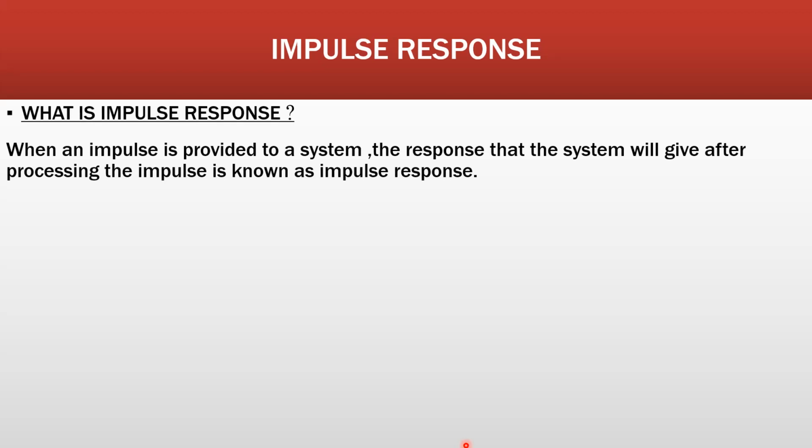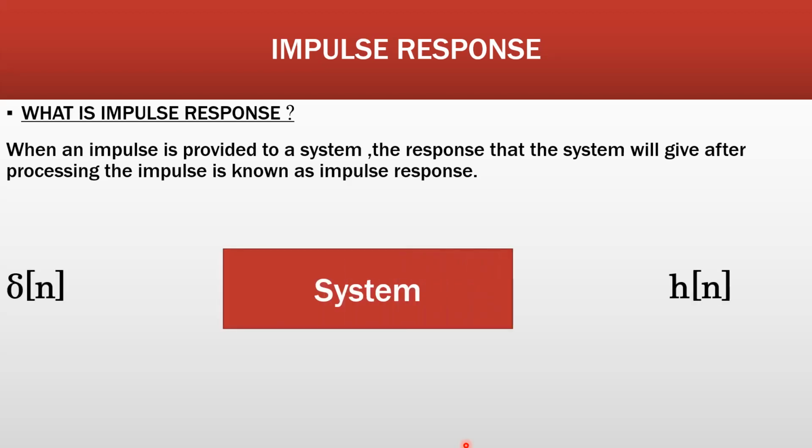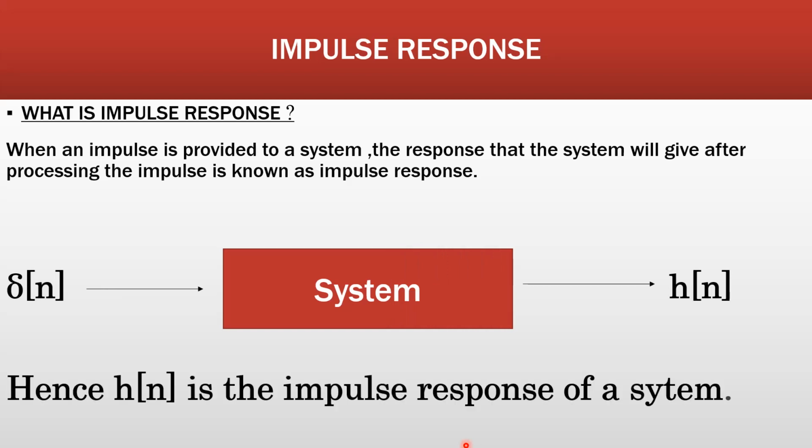Now the second topic is impulse response. What is impulse response? When an input is fed to a system, the input must be an impulse. It is processed, and the response that it provides after processing is known as the impulse response. As indicated, delta of n is applied to a system, and the response h of n is known as its impulse response. Hence, h of n is the impulse response of the system.